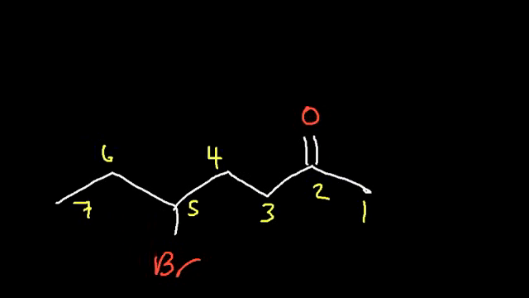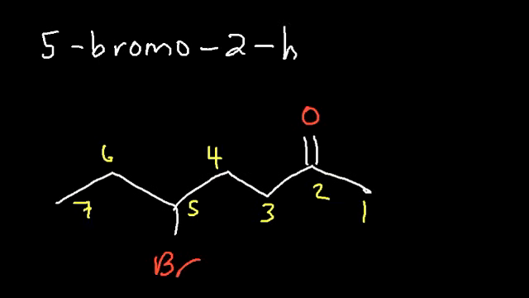The ketone has more priority than the bromine atom. So this is going to be 5-bromo, and the ketone is on carbon 2, so dash 2 dash. A 7 carbon chain is heptane, but instead of saying heptane, we're going to say it's heptanone. So that's how you can name this particular organic compound. So now let's move on to our next example.